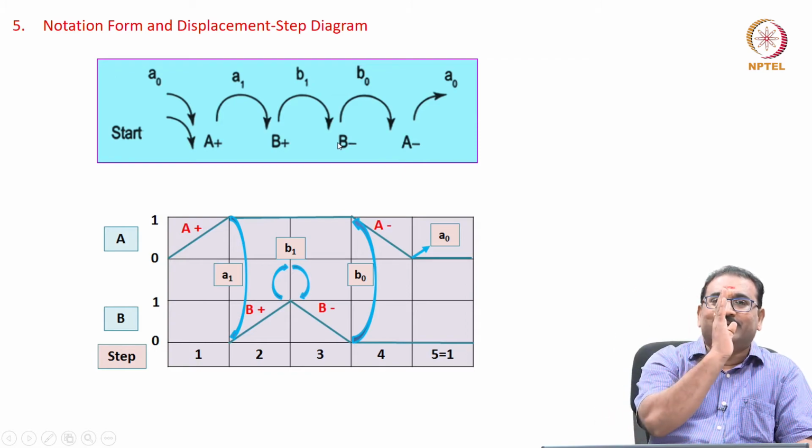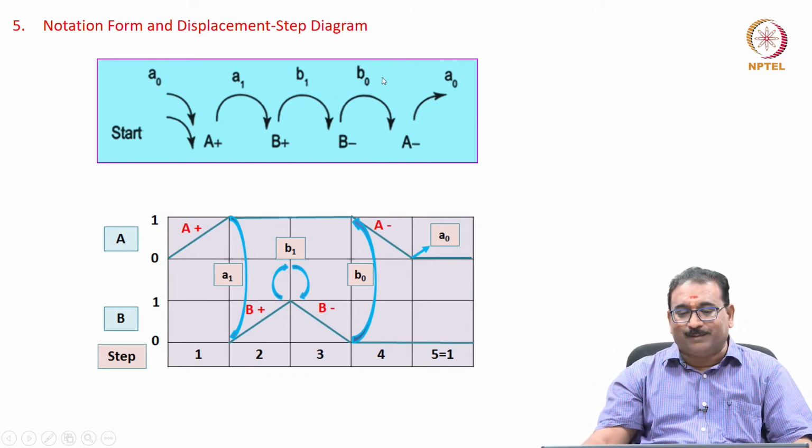When B minus comes back, meaning it senses B0, then A minus will take place. Then the cycle repeats. You will represent it like this: A plus results in the A0 signal, then B plus will take place. When B plus takes place, the B1 signal will generate, which makes B minus happen. When B minus takes place, it will generate B0. Then A minus will take place. Then the cycle repeats. Please understand this.